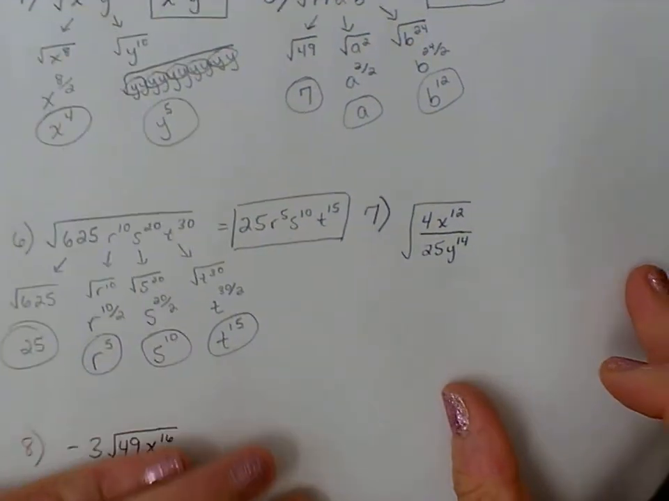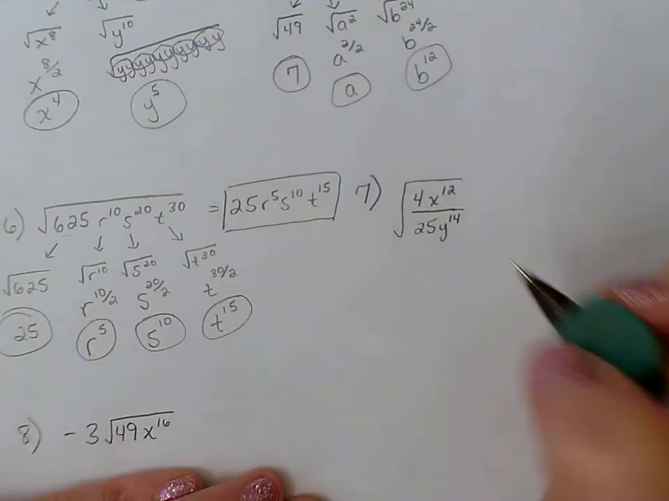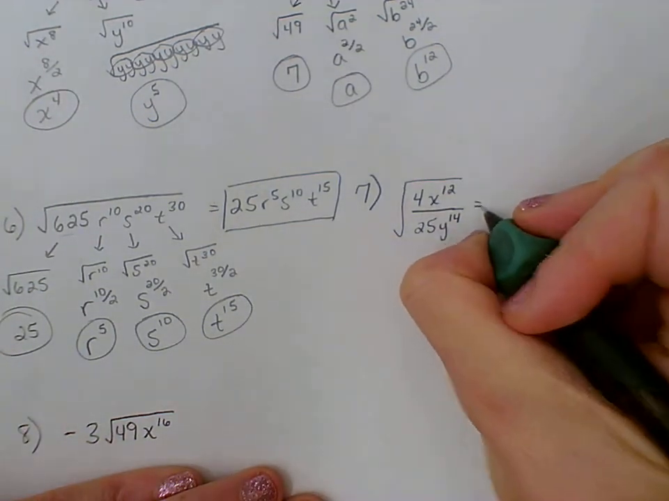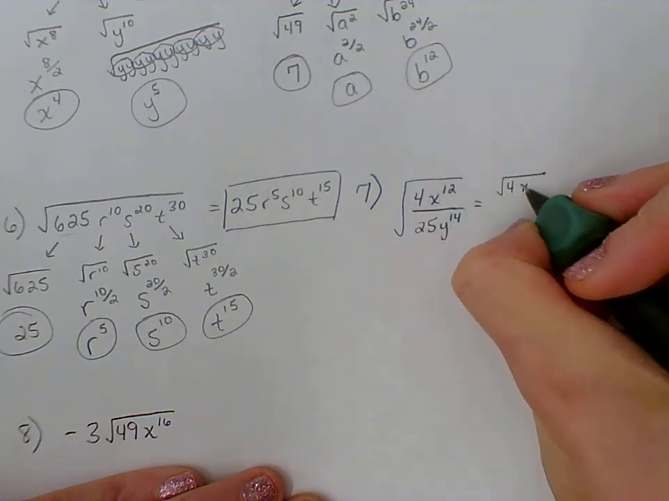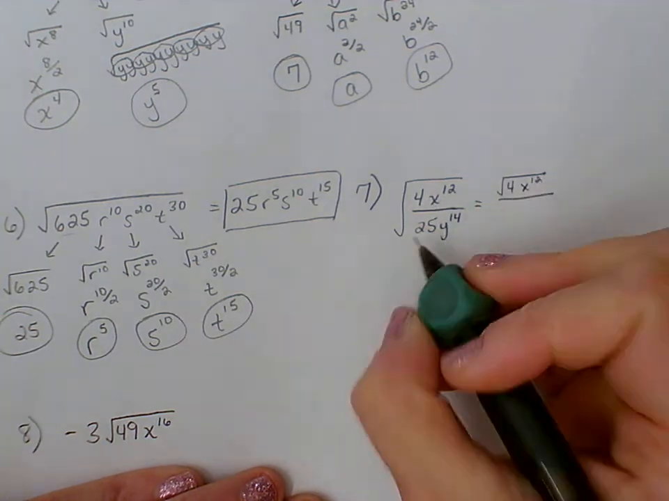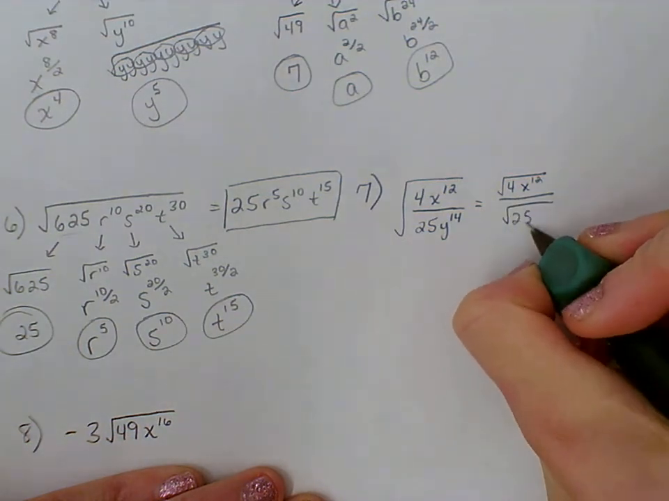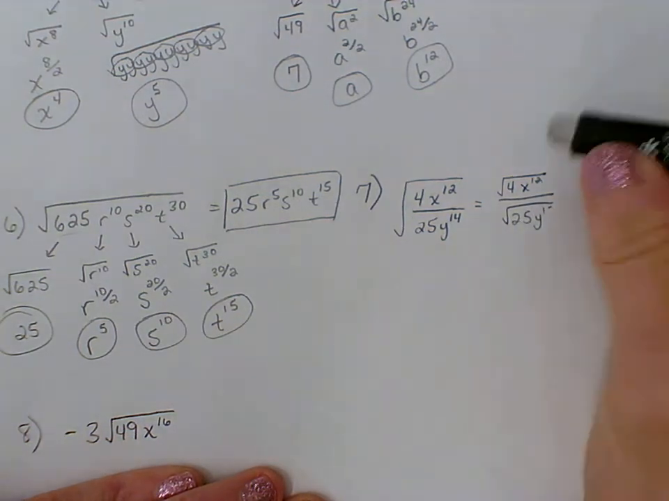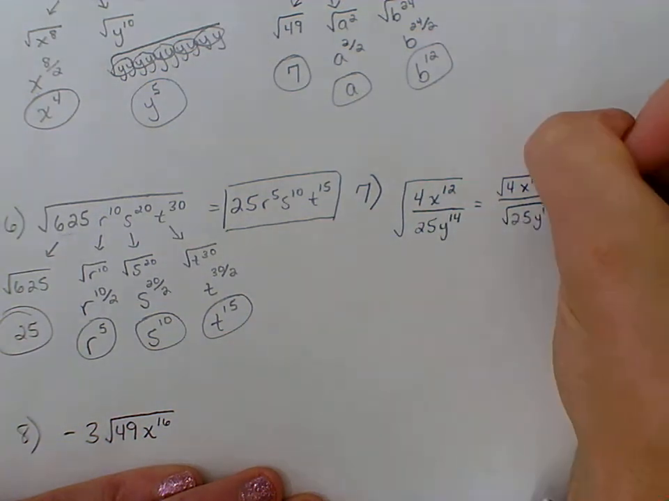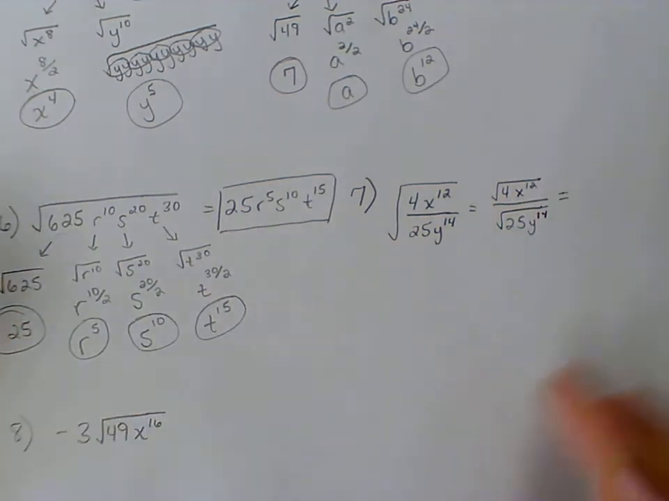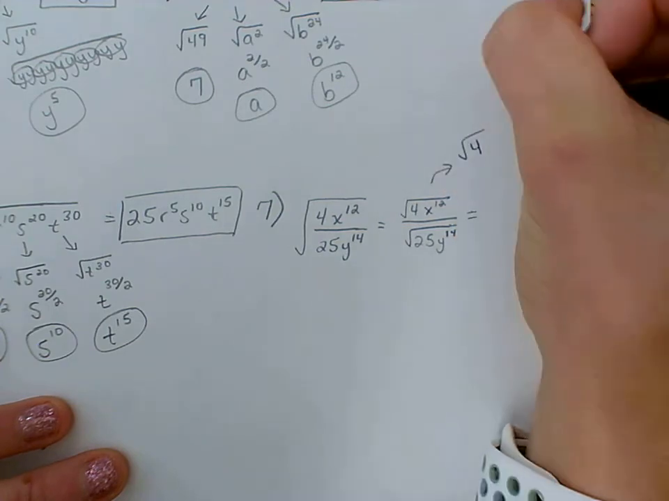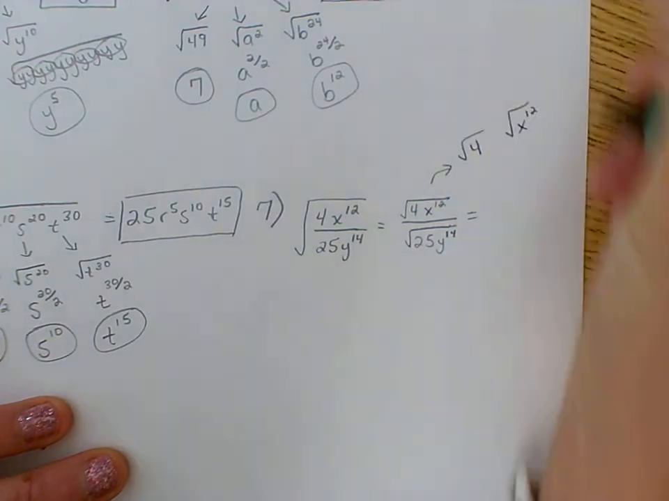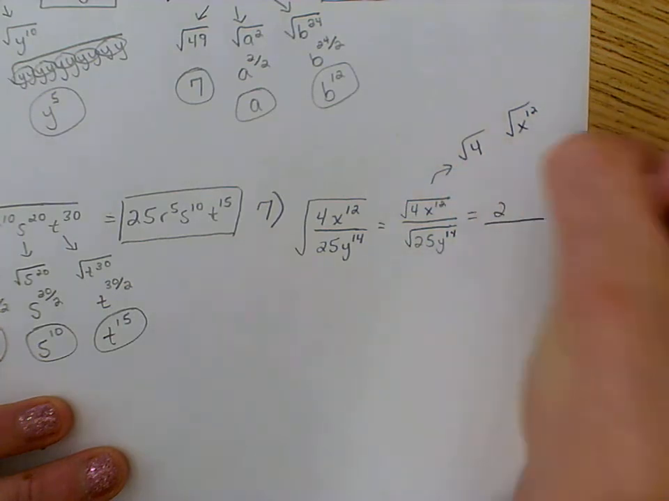All right, so now going back to, what if you have a fraction? Remember I talked about with a fraction, you can split it up: put the radical over the top part, and then put the radical over the bottom part. Now you have 2 things on the top and 2 things on the bottom. So you'll go to the side, and we'll do the top part first. You'd have the square root of 4, and then the square root of x to the 12th. The square root of 4 is 2, so I'm going to write it down here.